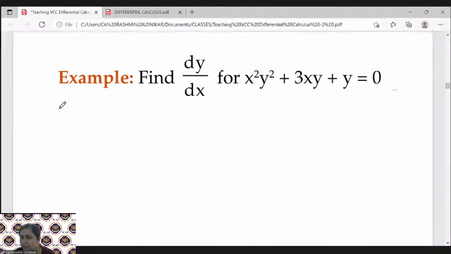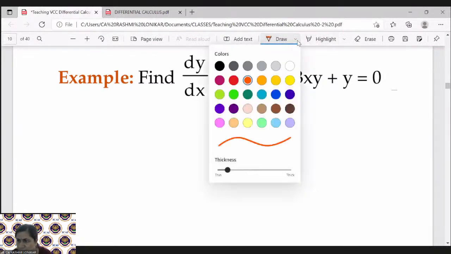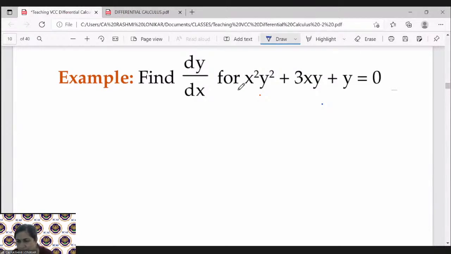Find dy by dx for x square y square plus 3xy plus y is equal to 0. So here, as you can see, this is x square into y square, then again here x into y. So what I do is I will simply use all the rules and find the derivative. So my question is x square y square plus 3xy plus y is equal to 0. So here you can see x into y. Here also x into y.